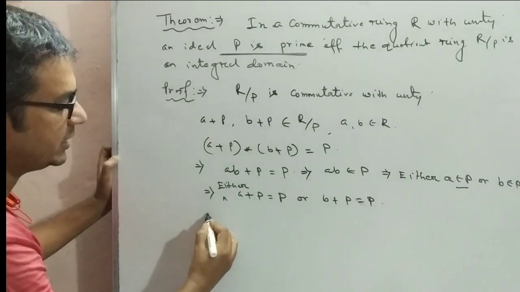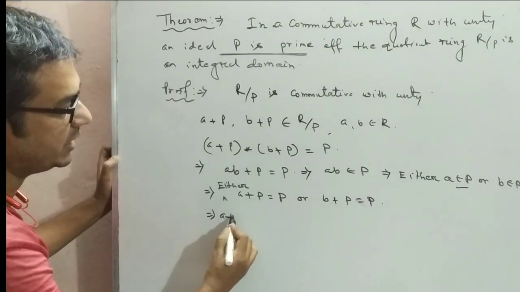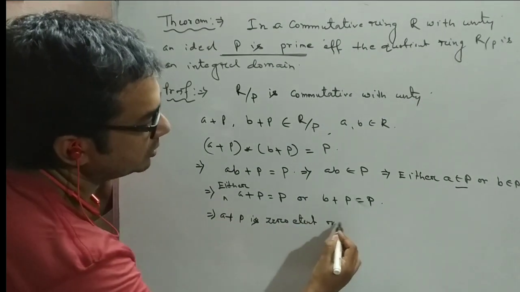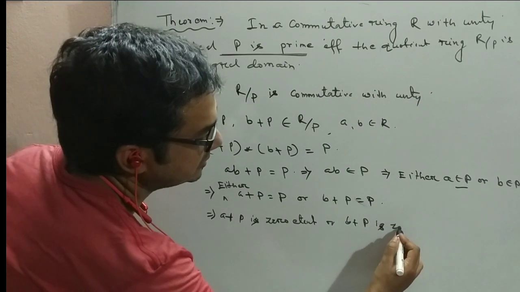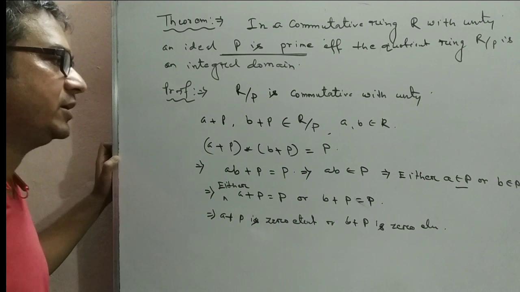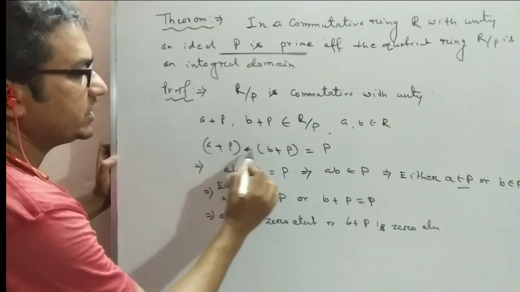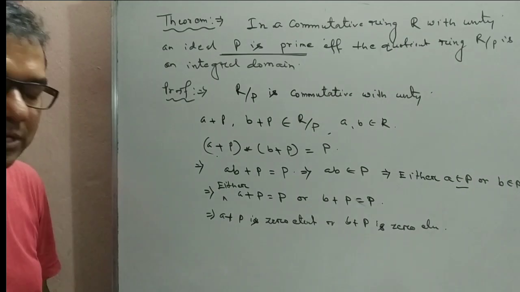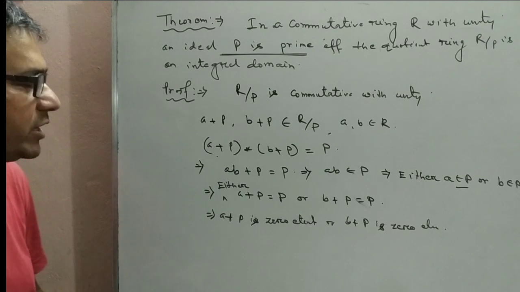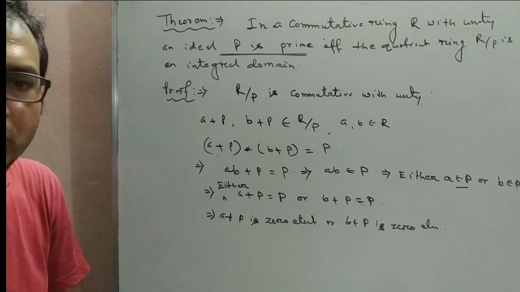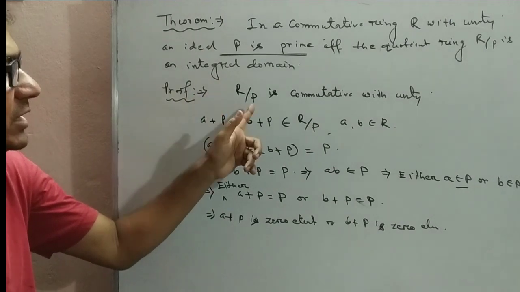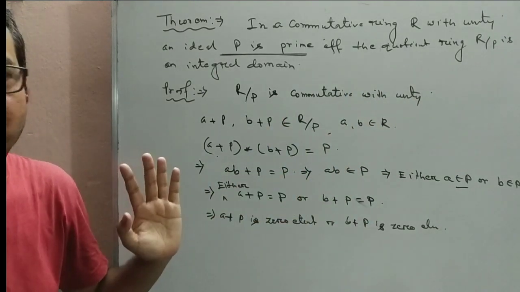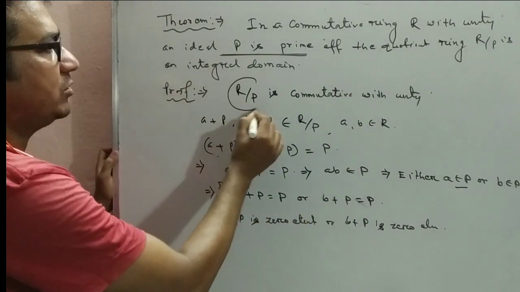That is, either a + P is the zero element or b + P is the zero element. So we say that if the product is the zero element, then either the first element is the zero element or the second element is the zero element. So it contains no divisor of 0. So R/P is a commutative ring with unity having no zero divisor. So it is an integral domain.